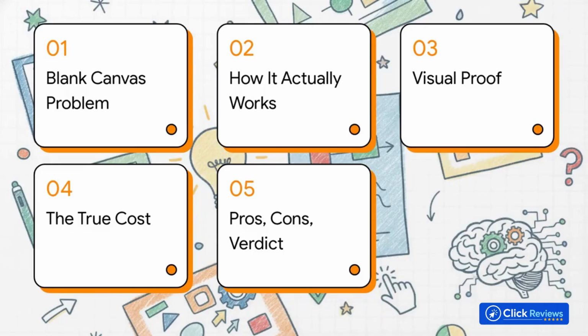Okay, here is our roadmap for today. 1. The blank canvas problem. 2. How the tool actually works. 3. Real posters and strict layouts. 4. Revealing the true cost. And 5. The pros, cons, and our final verdict.